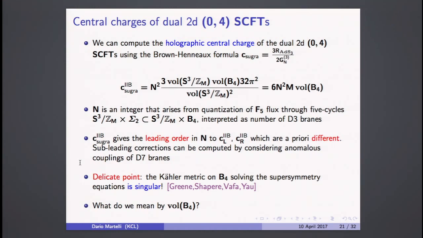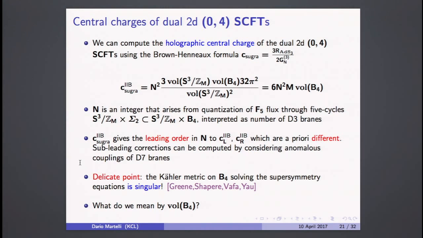So this gives the leading order central charge, which is computed holographically. There could be subleading corrections, which actually there are, and we can also compute those, but I definitely don't have any time to talk about that, and I decided to not talk about that.